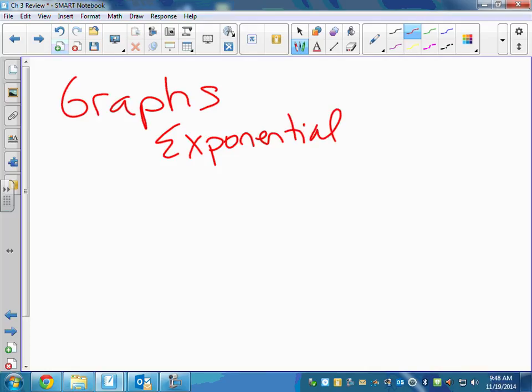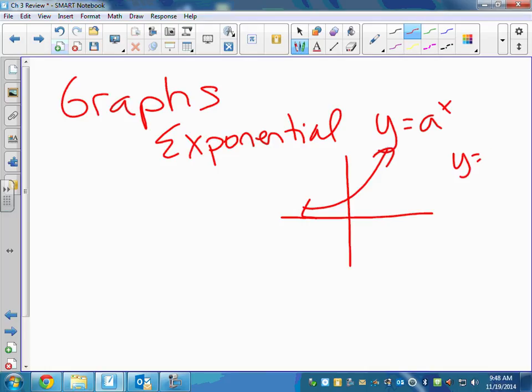Right? That's like y equals a to the x, or e to the x, where e is a special number. You need to know exponential growth or decay, right? It could look like this. That's when this is positive. It could be like y equals a to the negative x. That's going to be decay. That's going to look like this.